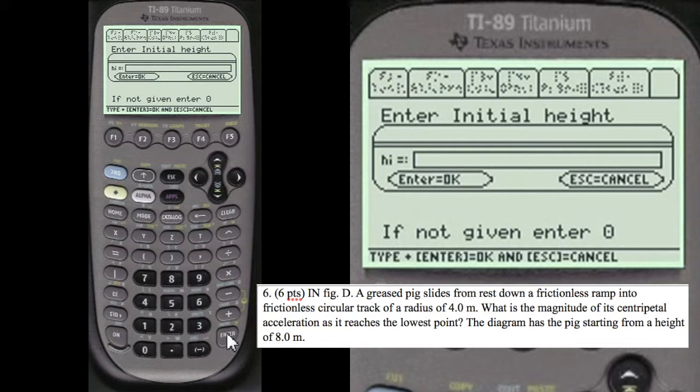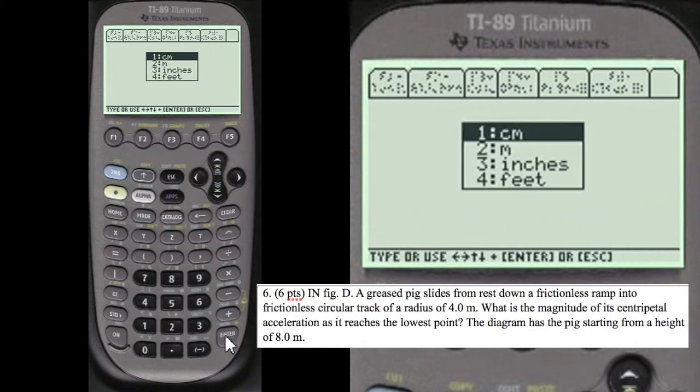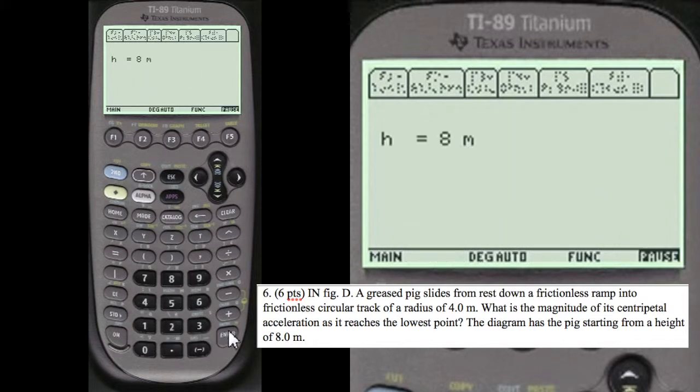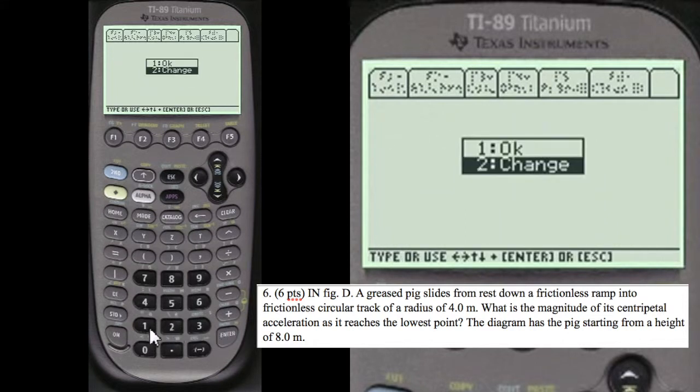So we enter the height that's given, which is alpha. We have to press alpha before we enter anything in these entry lines here. Alpha 8 meters. I always show you what you've entered. You can change it if you want. I say it's okay.